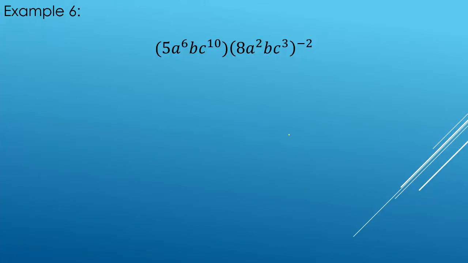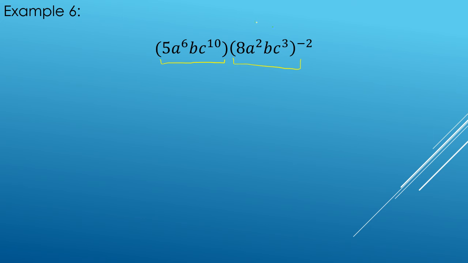Another one. I see two factors, two large terms, I guess, two parentheses. We've got this one, 5a to the 6th, b, c to the 10th times 8a to the 2nd, b, c to the 3rd, all to the negative 2 power. So that negative 2 power applies just to the parentheses on the right.